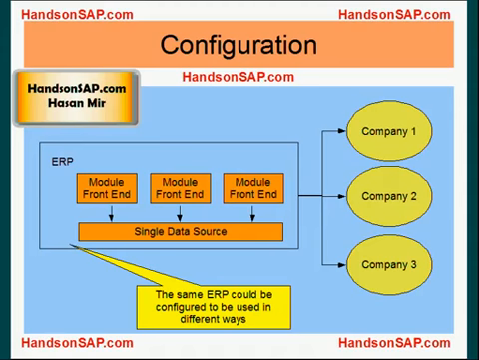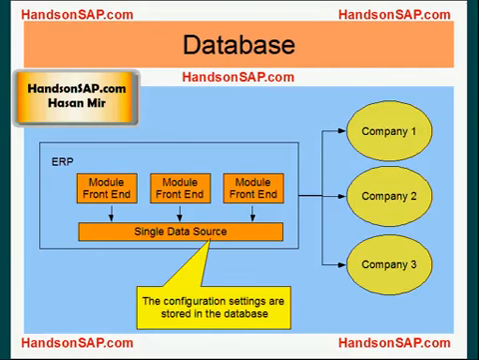But from a technical perspective, how does ERP achieve that the same out-of-the-box solution could be implemented for company 1 after some configurations and customizations, and the same solution could be implemented for company 2 without modifying the code of the ERP software or the program or under-the-hood settings? How is that achieved? Okay. Now, the trick is the configuration settings are stored in the database, in the tables.